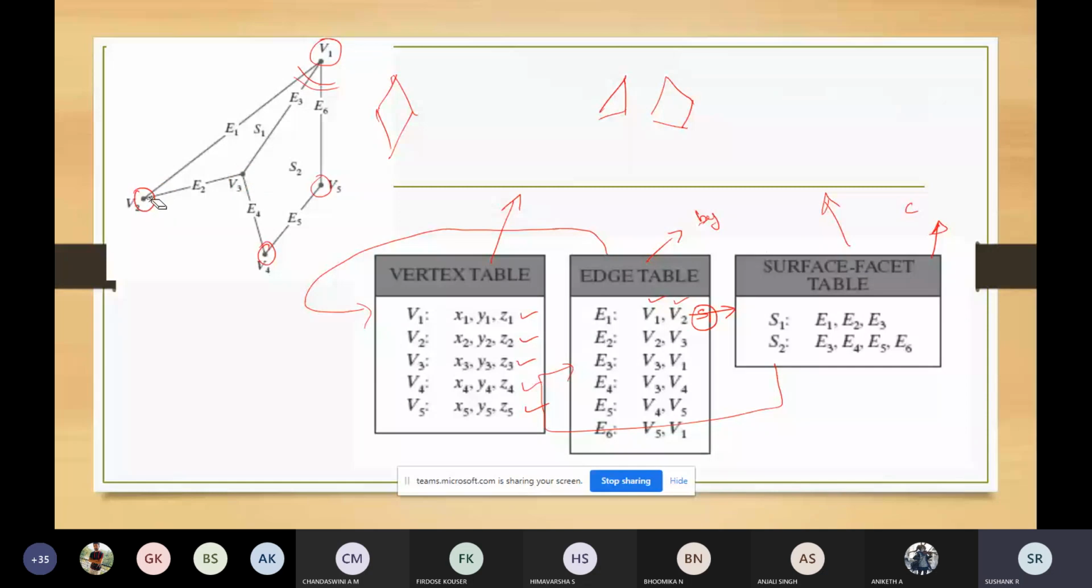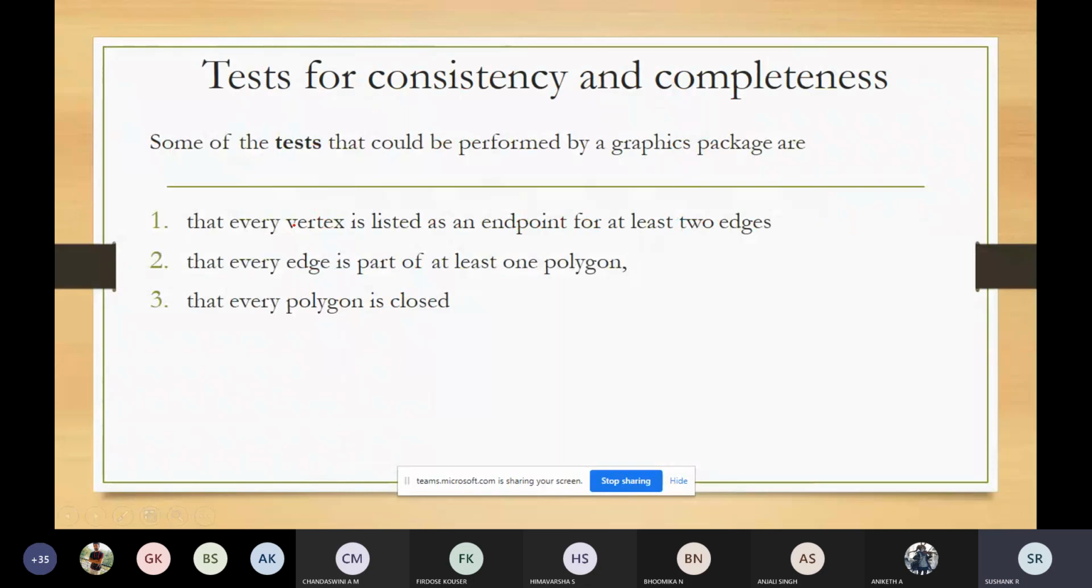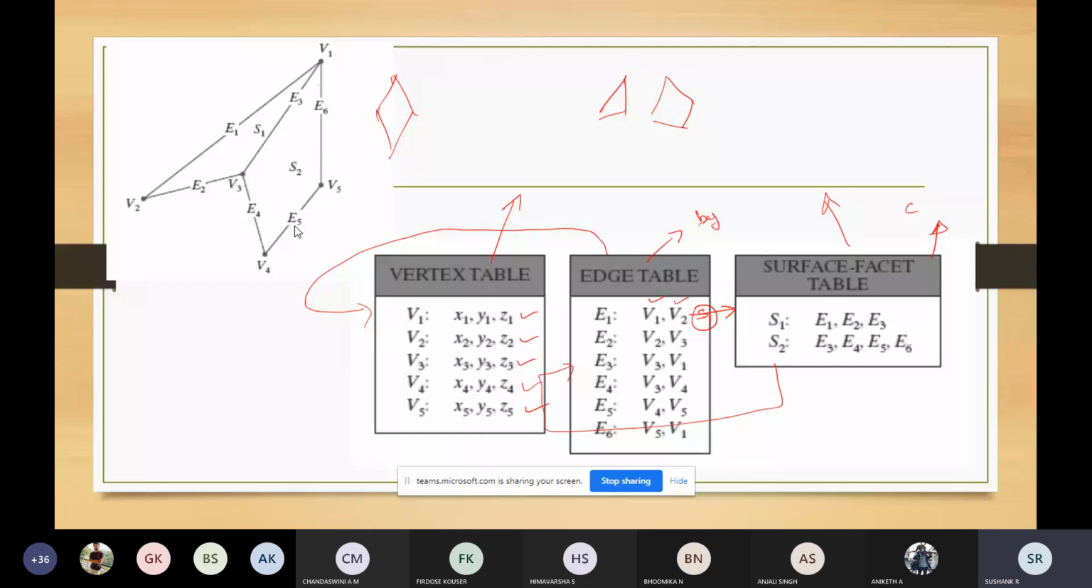And the second condition: what is the second condition? Every edge is a part of at least one polygon. Here we have only one polygon, so there are no disconnected edges. There is no disconnected edge like E7. We don't have any disconnected edge which is not a part of the polygon. Here all the edges are part of this polygon. E1, E2, E3, E6, E5, E4 are all part of this polygon, and this polygon is closed.